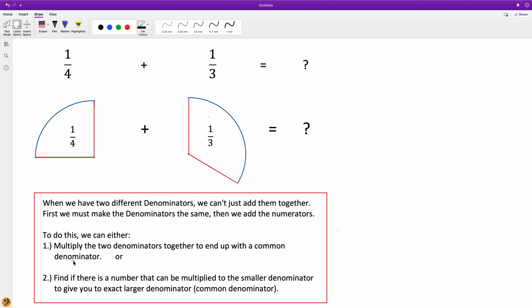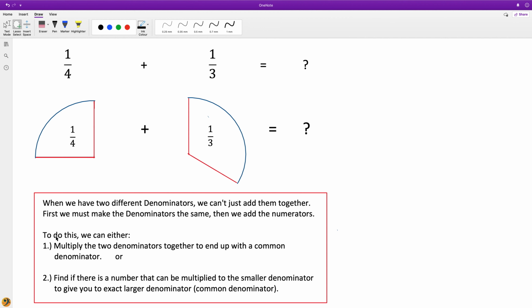There's two ways you can do this, and we'll explain both ways. The first way is to multiply the two denominators together to end up with a common denominator. Or what you can do is find out if there is a number that can be multiplied to the smaller denominator to give you the exact larger denominator. That'll also give you a common denominator. Now don't worry if that doesn't make too much sense just at the moment. We'll go ahead and explain that.